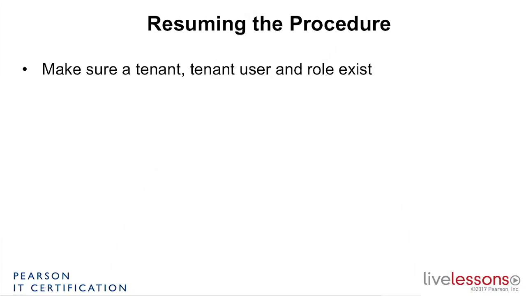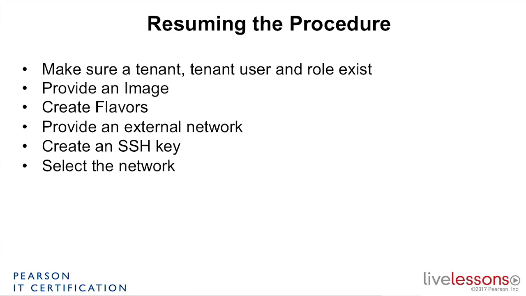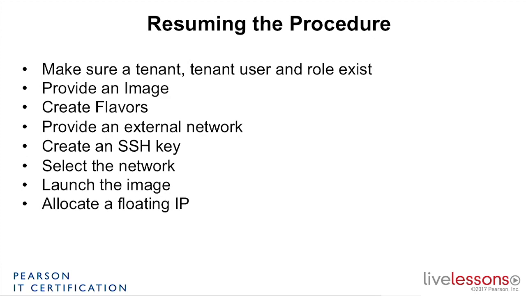In order to work with an instance in a cloud environment, you have to make sure a tenant, a user, and a role exist. Next, you provide an image. You create flavors. You need to provide an external network as well as an internal network and create an SSH key. Then you need to select the network and launch the image. What we haven't seen yet is that you also need to allocate a floating IP and you need to add block storage to make the procedure complete.